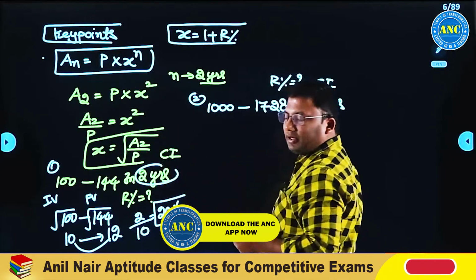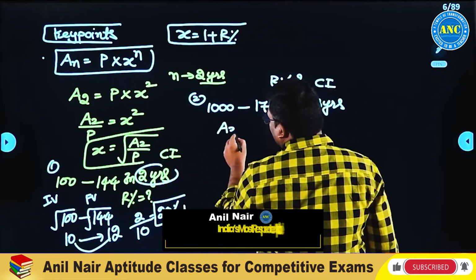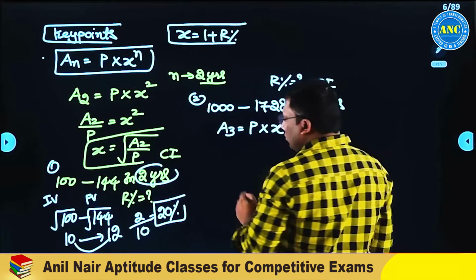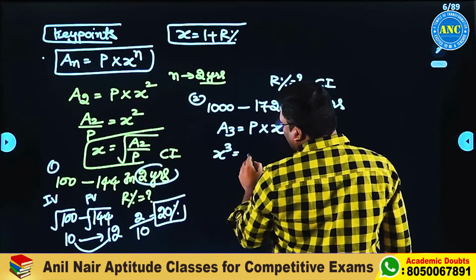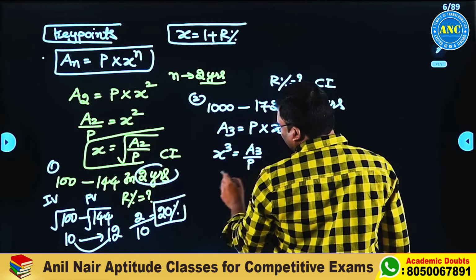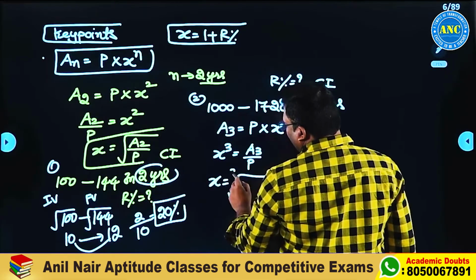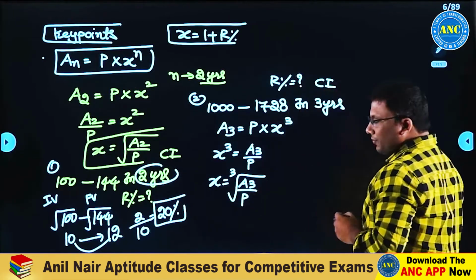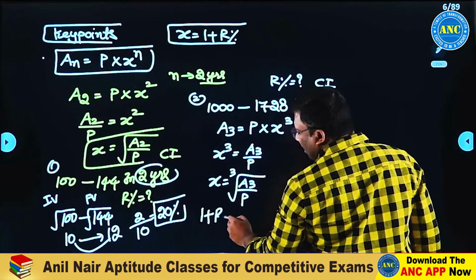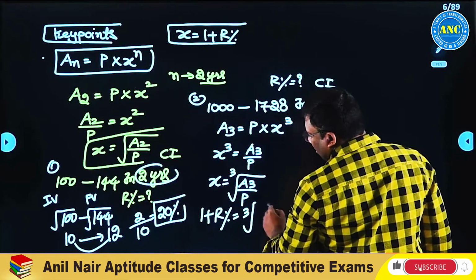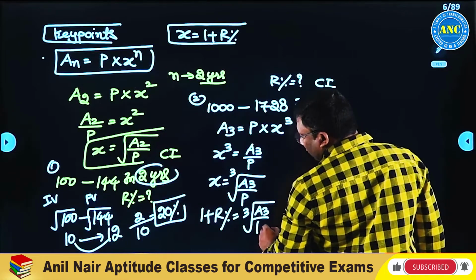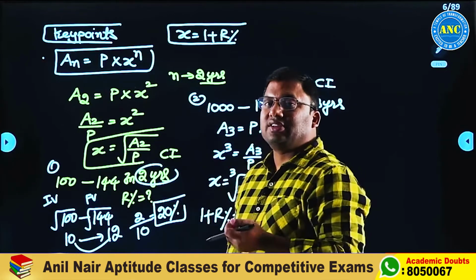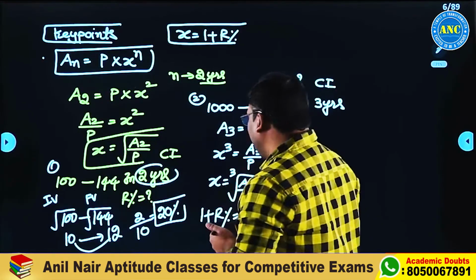According to this concept, amount after 3 years is principal into scaling factor power 3. So x cube will become A3 by P. X will become cubed root of A3 by P. What is x value? 1 plus r percentage. It is cubed root of A3 by P. If it is 3 years, why am I getting cube root? If it is 2 years, why am I getting square root? I hope the idea is clear.